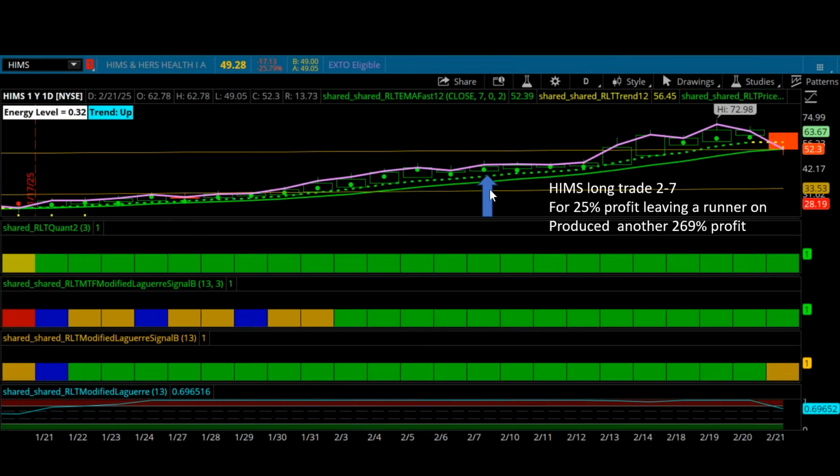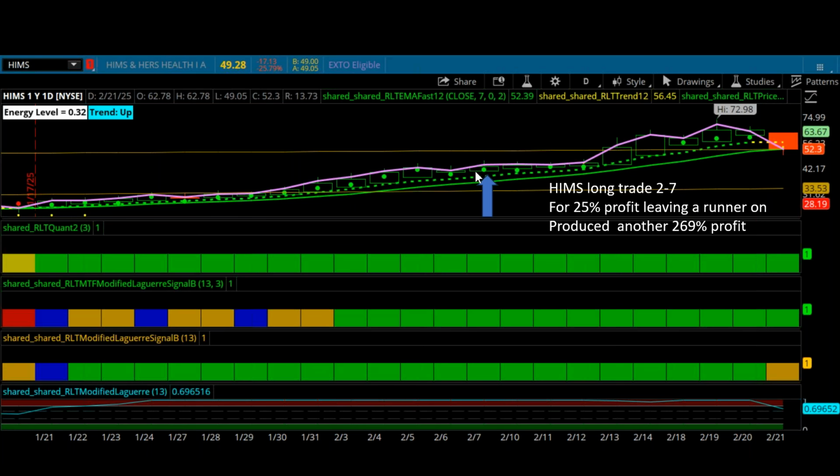This was a long we had in HIMS back in February. I took it here. I probably could have taken it way back here. I don't know why I missed this, but I did miss the entry. The best entry on this daily was basically right here as everything went green. Notice this was green, but the multi-time frame was yellow. I have to wait for this to turn green. So it did turn green, but this is where I should have taken it, but I took it here.